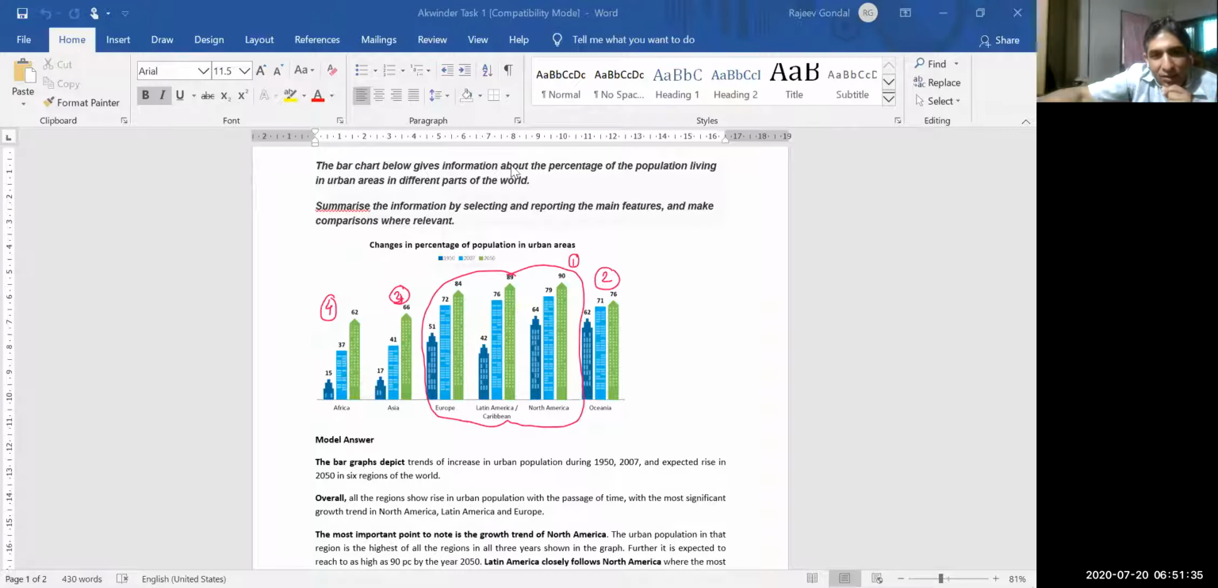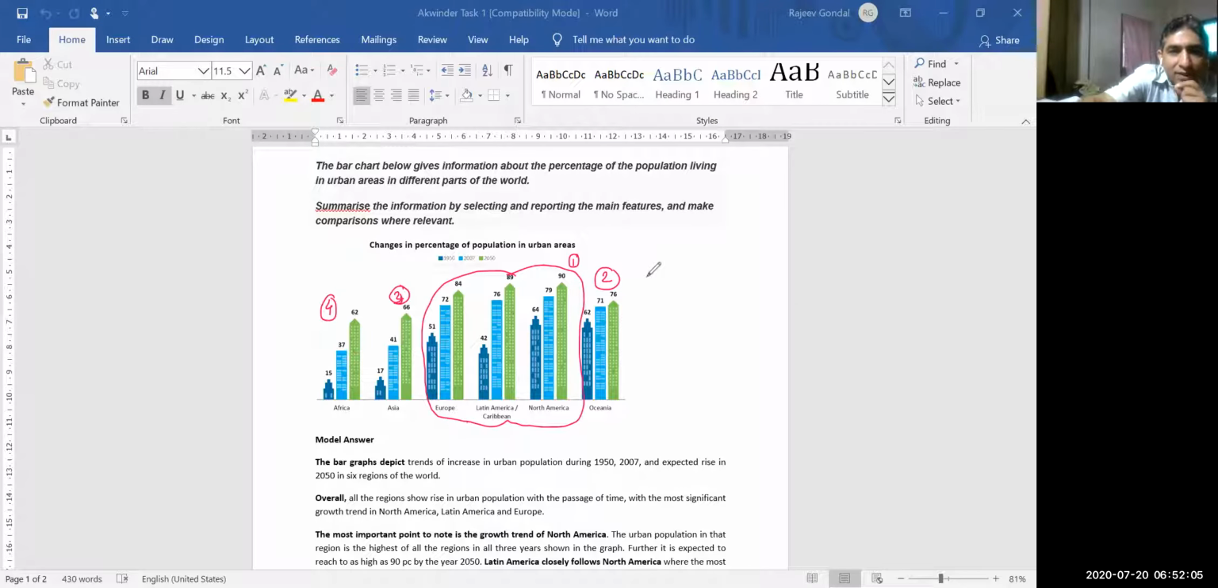The bar chart below gives information about the percentage of population living in urban areas in different parts of the world. Summarize the information by selecting and recording the main features and make comparisons where relevant. This is the standard statement which you will find in all the questions. Basically, the question is asking us to make a comparison between the populations of different regions, and we are going to discuss it in a while.